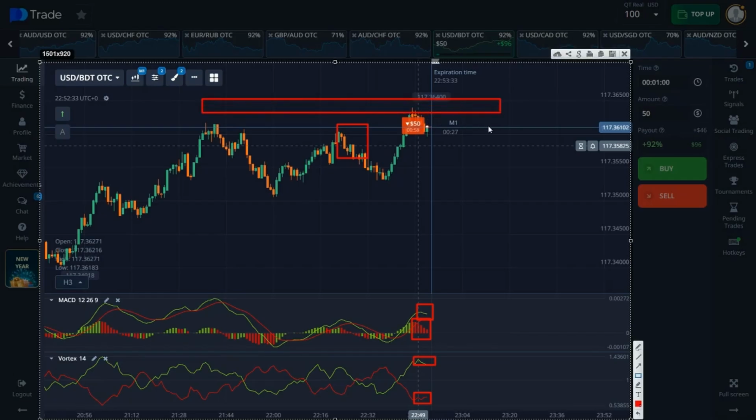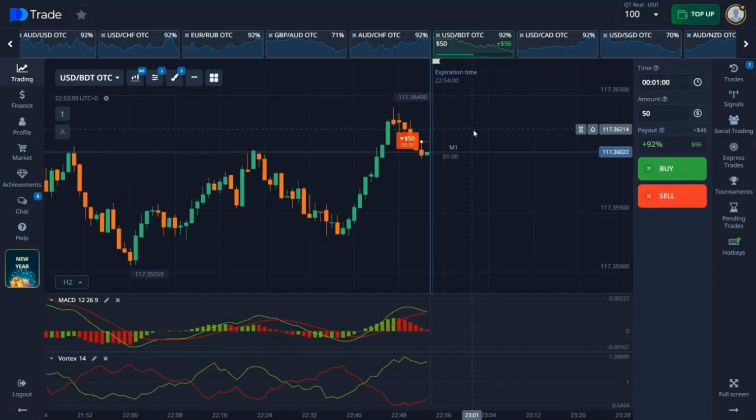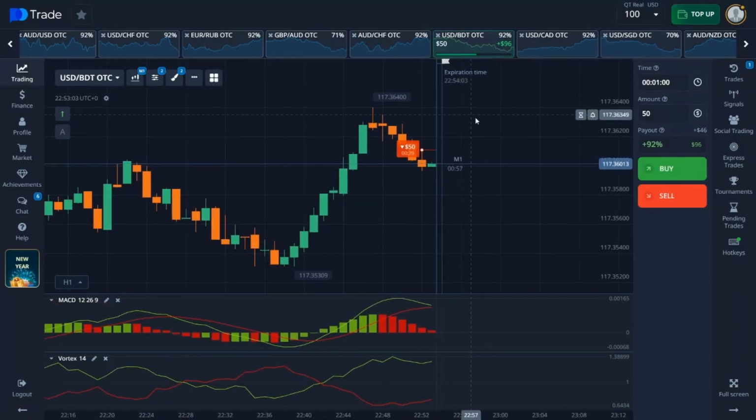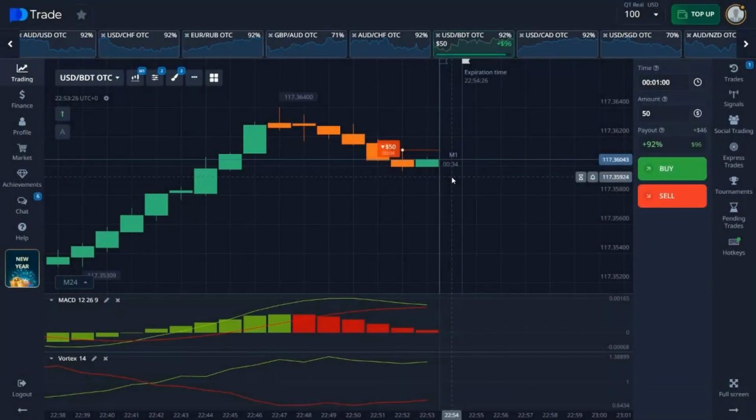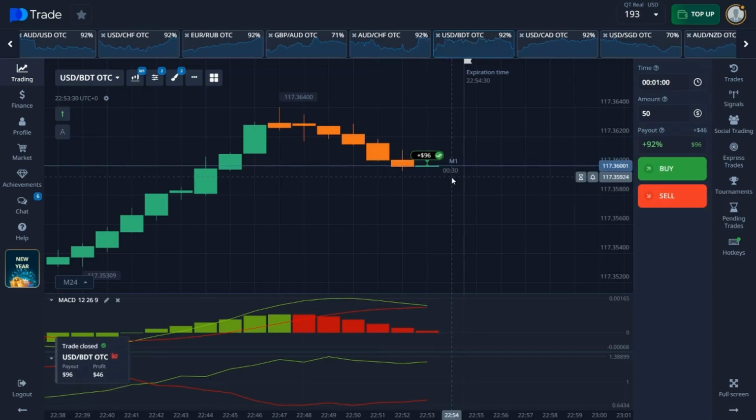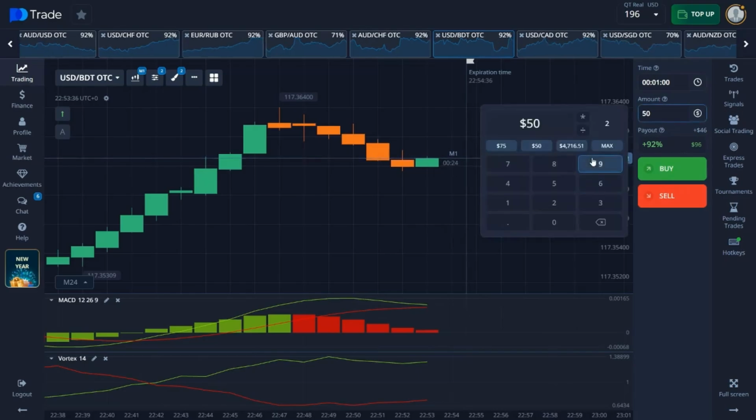In addition, here, most likely, the price rests against some resistance zone, from which the downward reaction is now occurring. Well, in general, we are waiting for the result. So, friends, our first deal ends in plus. We were able to earn $46 here. We set the amount at $96 and simply move on to the next currency pair.